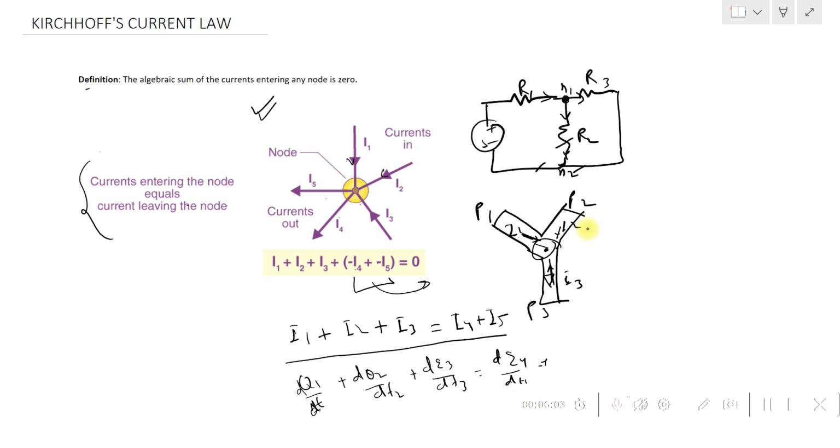So what does this say? If you see the direction of the current, I1, I2, and I3 all have the same direction towards the node. So I1 is entering the node, I2 is entering the node, and I3 is entering the node, while I4 and I5 both are exiting the node. Thereby we can say the current entering the node equals the current exiting the node, and that is basically Kirchhoff's current law.